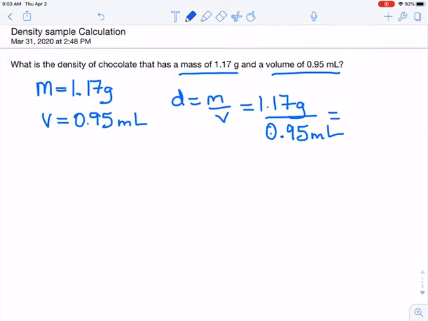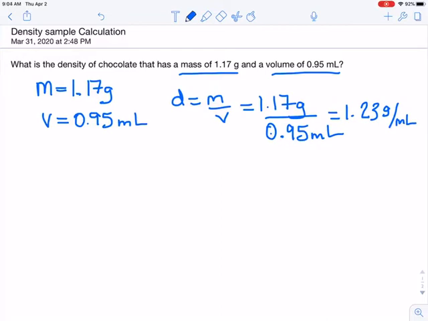So I'm going to round to the hundredths place in this case, 1.23 grams per milliliter. So the density of that chocolate would be 1.23 grams per milliliter.